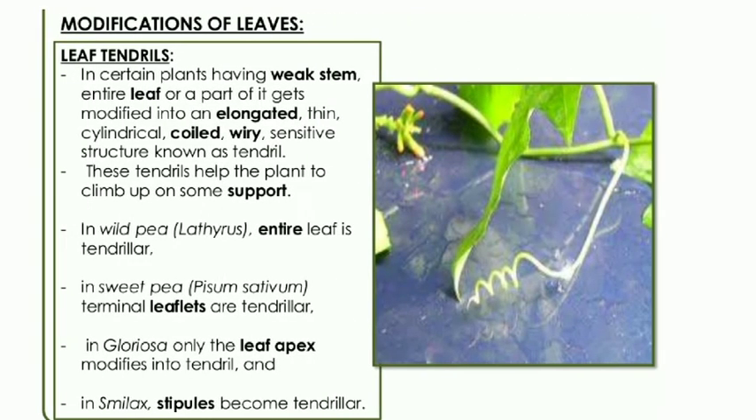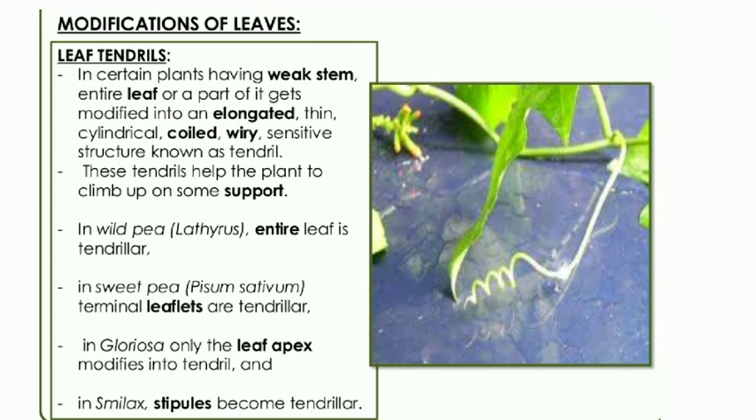Next modification of leaf is leaf tendril. In certain plants having a weak stem, the entire leaf or a part of the leaf gets modified into an elongated, cylindrical, coiled, wiry, sensitive structure known as a tendril. Remember, tendril means coiled structure. These provide mechanical support to the plant having a weak stem to climb on the supporting plant.